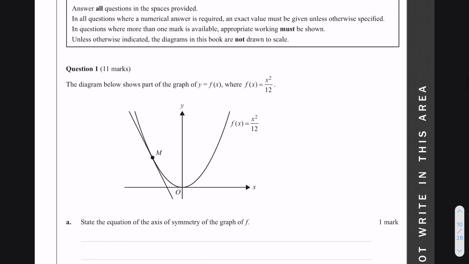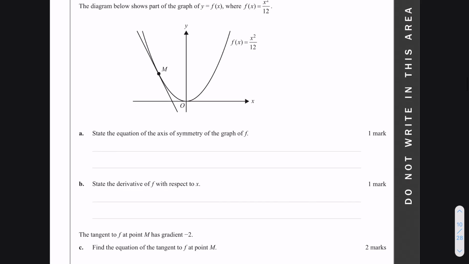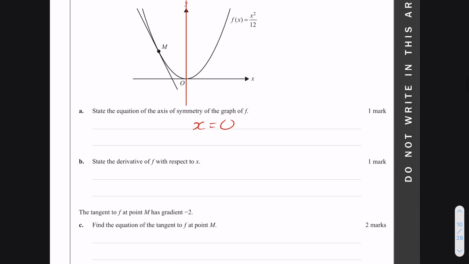Let's move on to section B. So the equation of the axis of symmetry. Oh, well, that's pretty easy. x equals 0. The derivative with respect to x, I guess we don't even need the CAS for that. It's 2 times x over 12, or x over 6.